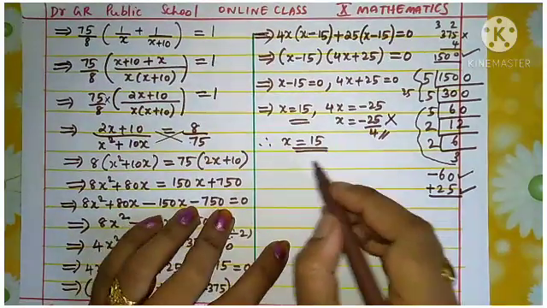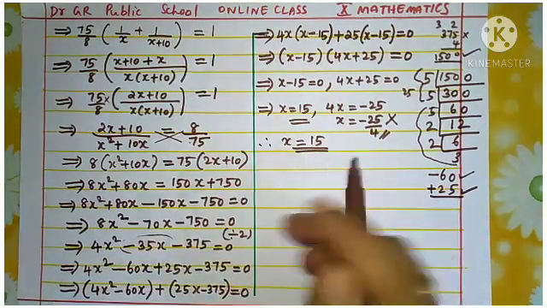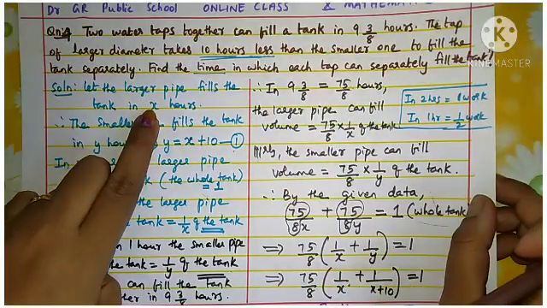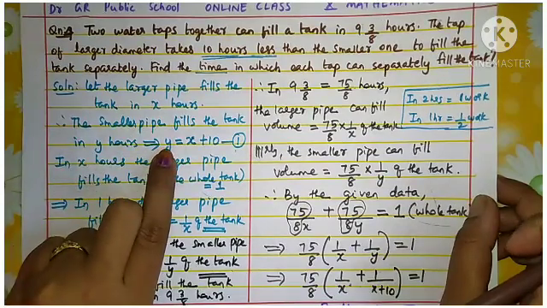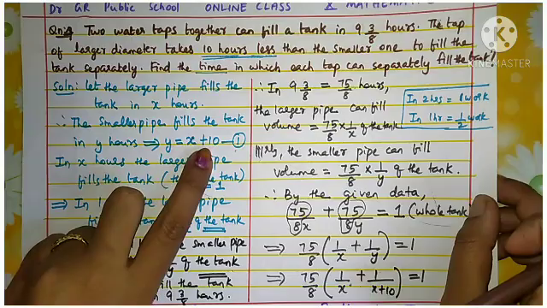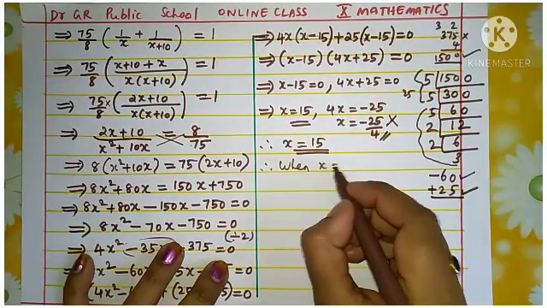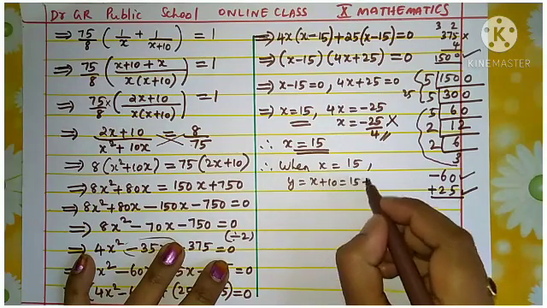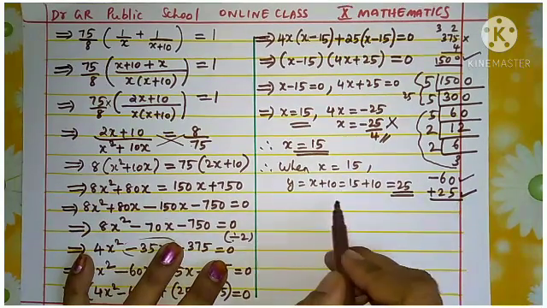Now for this value of x, we need to find the value of y. Okay, so what is the relation between x and y, children? When x hours is the time for the larger pipe, we have taken y for the smaller pipe, that will take 10 hours more, so y is equal to x plus 10. Okay, so we are using that here. Therefore when x is equal to 15, y is equal to x plus 10, that is 15 plus 10, that is 25. So when x is equal to 15, y is equal to 25.